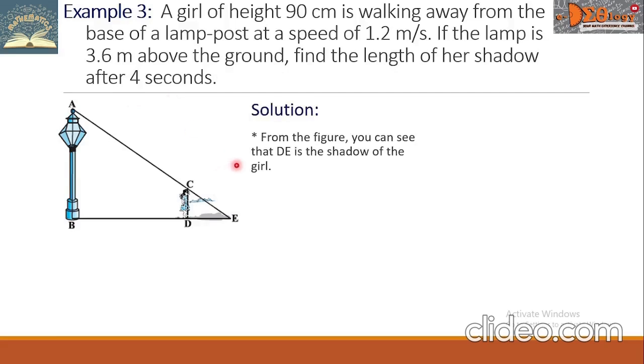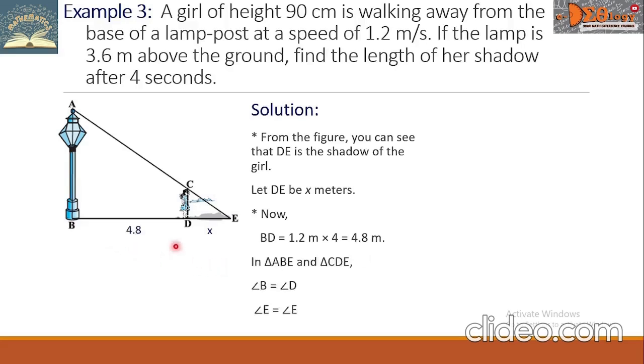From the figure, you can see that DE is the shadow of the girl. Let DE be x in meters. So we write here x. Now, BD is the distance from the base of the lamppost up to the girl after 4 seconds. Remember, in the given, the girl is walking at 1.2 meters per second. So for the 4 seconds, we multiply 1.2 meters by 4. That will be 4.8 meters. That is the length of BD.